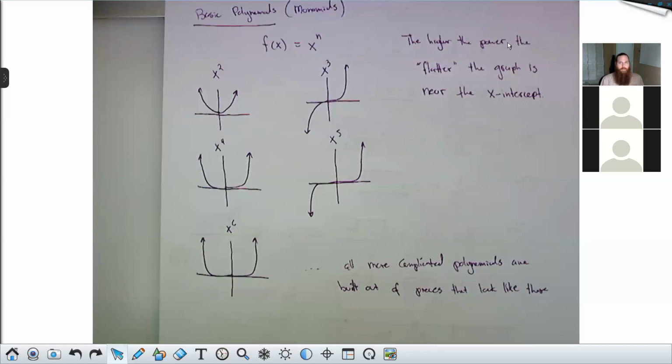And the higher the power, the flatter the graph is near the x-intercept. So here with x squared, the graph is kind of rounded, kind of curvy near the x-intercept. Here with x to the 4, the graph has been flattened out near the x-intercept. And here with x to the 6, it's almost totally flat near the x-intercept. And you see the same thing with the odd powers. It's just that they point up on one side and down on the other instead of up on both sides. This has to do with what are called multiplicities. And we're going to talk about multiplicities a little bit later.